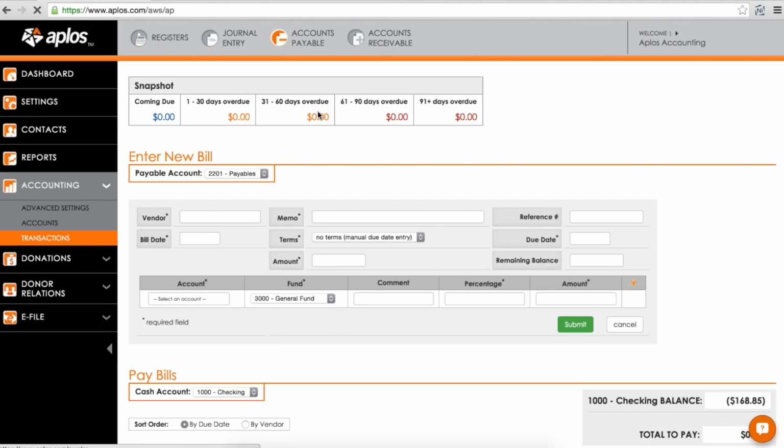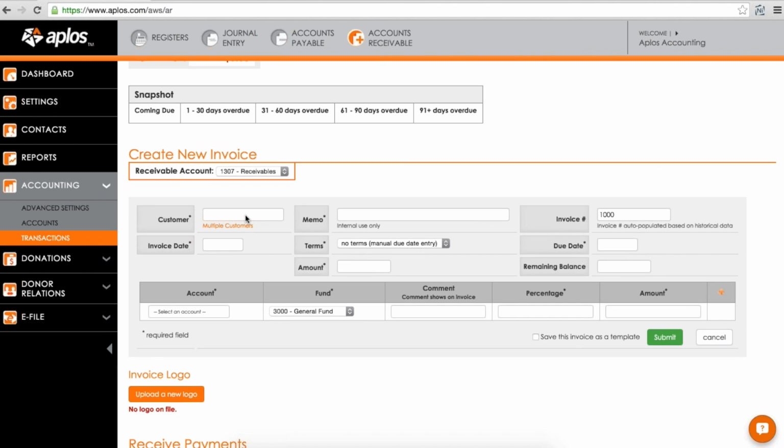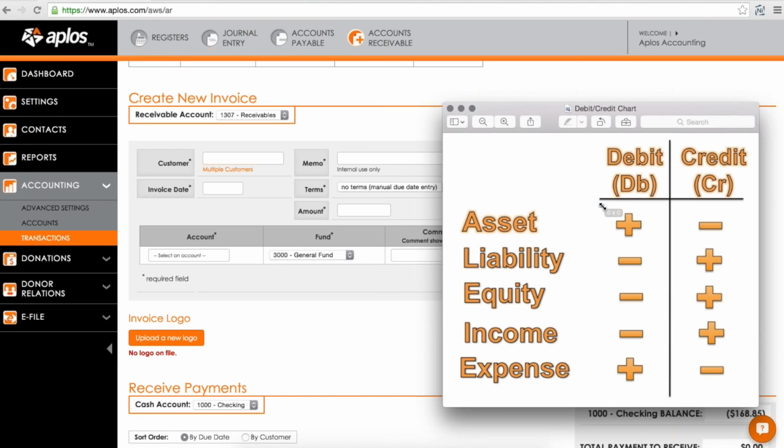The last screen that we have here is accounts receivable, which is, again, money that is owed to you, but you haven't received yet. So in here, you'd create an invoice. So this receivable account is an asset account. So I'm increasing an asset. And with a receivable, you're basically saying, hey, so-and-so, you owe me money. You haven't paid me yet, but that's considered income for you. So I'm increasing my asset and I'm increasing my income.